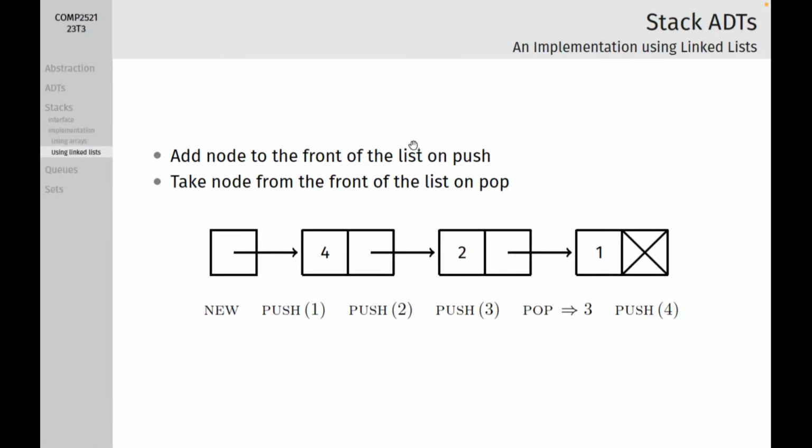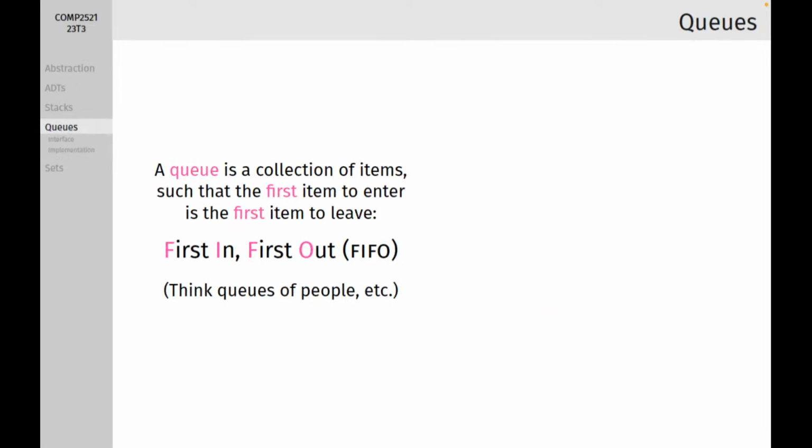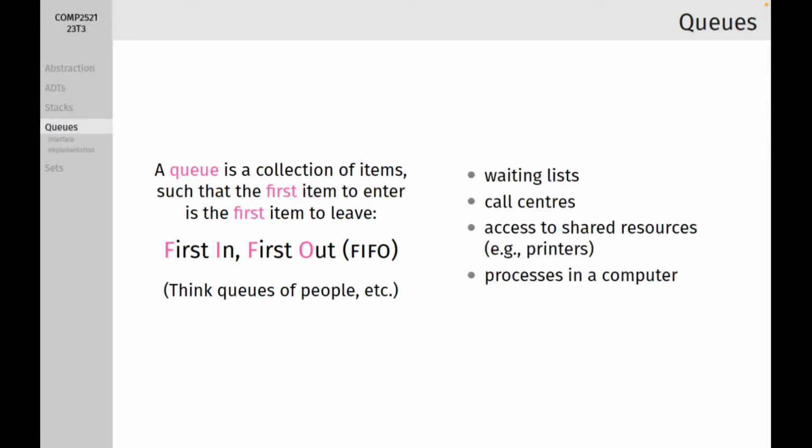All right, so that was stack ADTs. Now let's talk about queue ADTs. A queue ADT is a linear collection of items, such that the first item to enter is the first item to leave. So it's called a first in, first out data structure. A queue basically operates like a queue in the real world, right? People join the queue, and the first person to enter the queue is the first person to leave the queue.